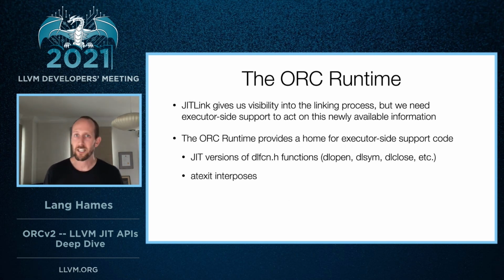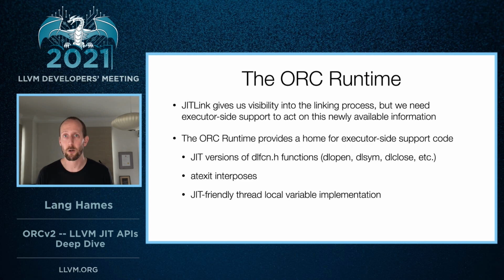We also have at-exit interposers. So if you ever used, say, C++ static destructors with MCJIT, you might have had the unpleasant experience of your code crashing at process exit time. And that was because we register JIT'd static destructors with the process at-exit, and we try to run those destructors long after the JIT had been torn down. By providing at-exit interposers in the runtime, we can avoid that problem and run your JIT'd destructors before we tear the JIT down.